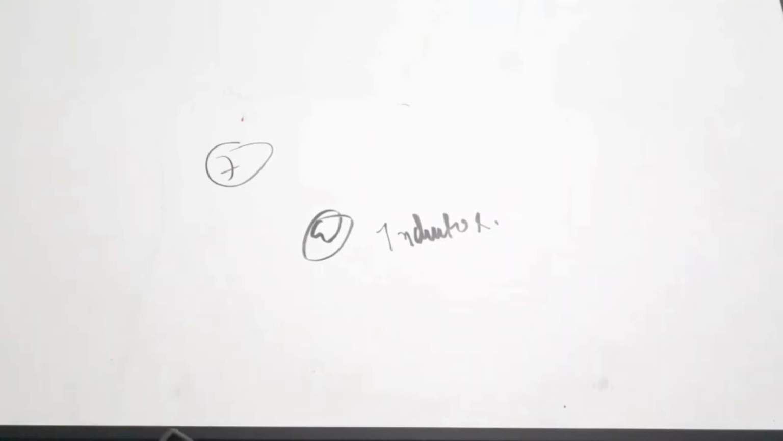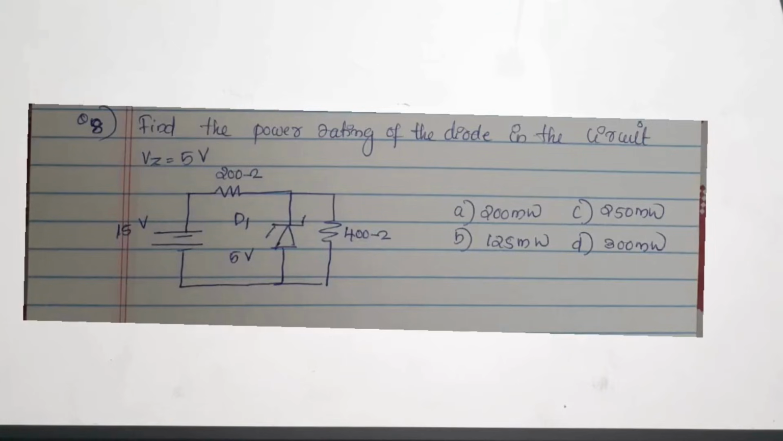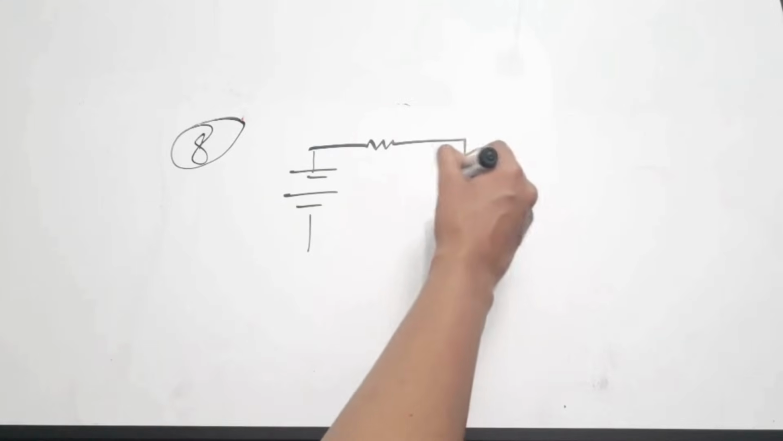Now, moving on to the eighth question. The eighth question is, find the power rating of the diode in the circuit when VZ is equal to 5 volt. I wrote the circuit for you. This is a Zener diode circuit. Zener diode is a very important area. So there is a Zener diode here.